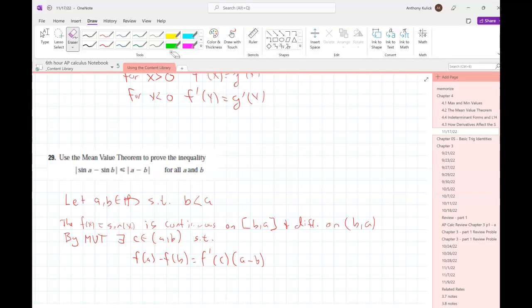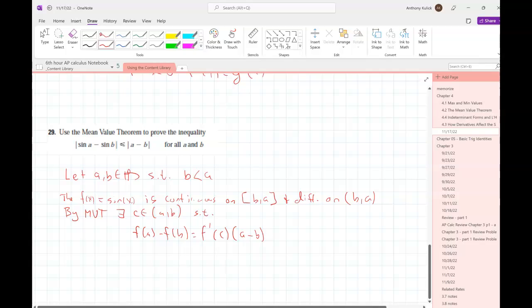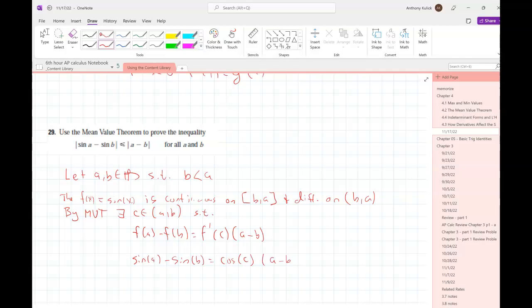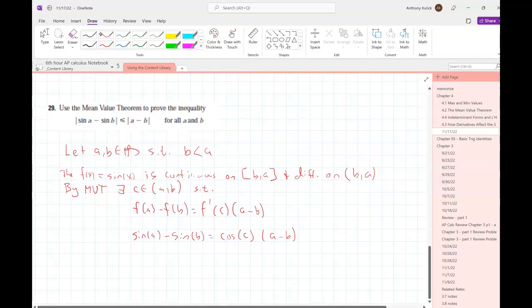Because what's going to happen here? This is going to be my f of a minus f of b, and this is going to be my a minus b. I'm just trying to build this out so it looks like the mean value theorem. So I have sine a minus sine b equals cosine c times (a minus b). Okay with that?